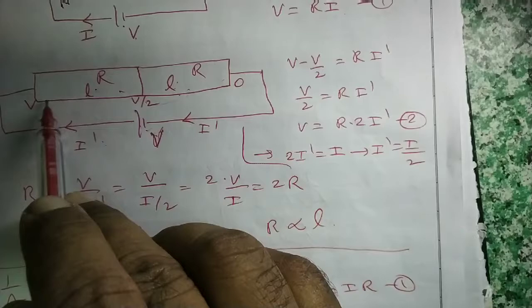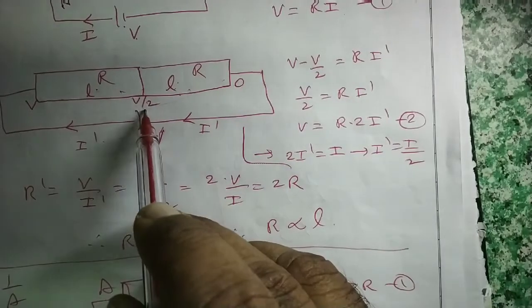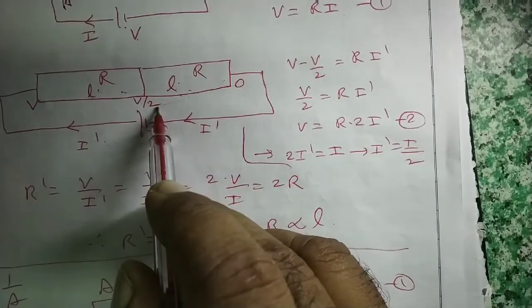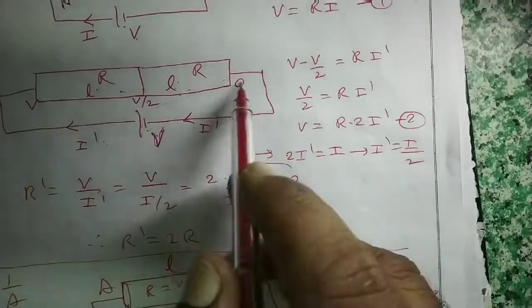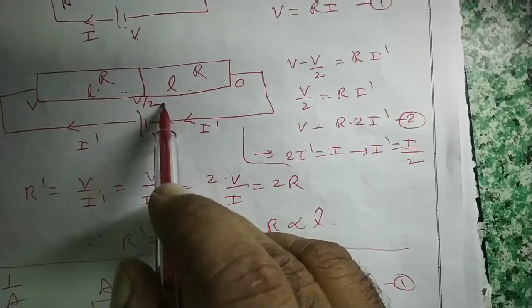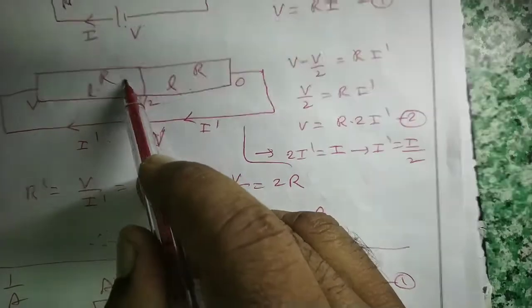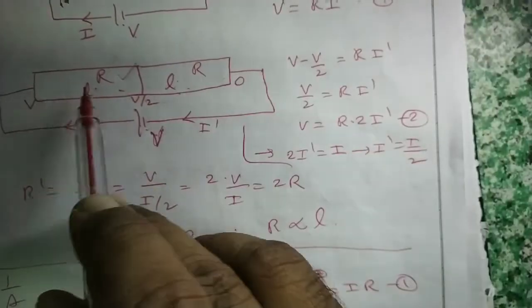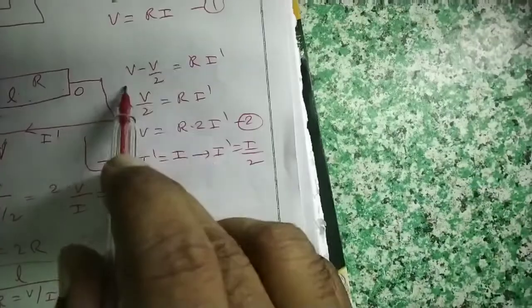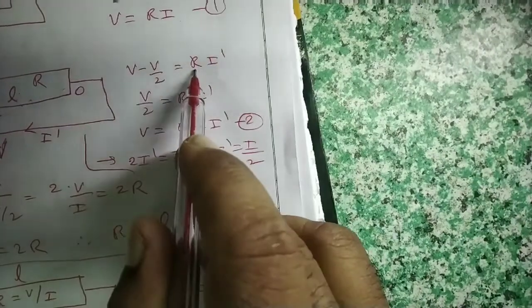So at V2 it is 0, falling uniformly. So at the midpoint, automatically the potential will be V by 2, because it is falling uniformly from V to 0. At the midpoint it should be V by 2 because both are identical conductors. Now if you check one piece, the potential difference across it is V minus V by 2, which should be equal to current into resistance.